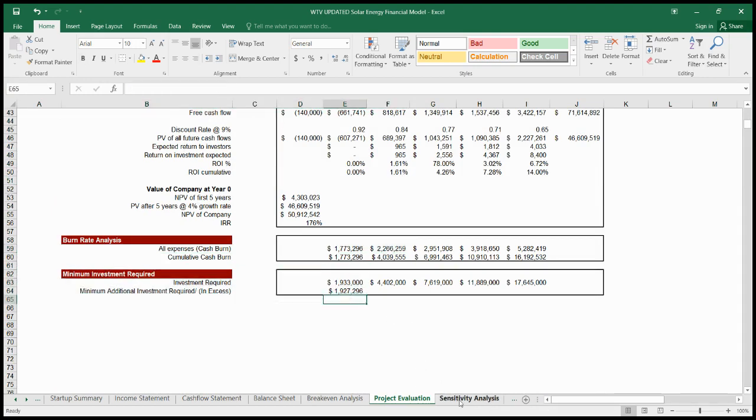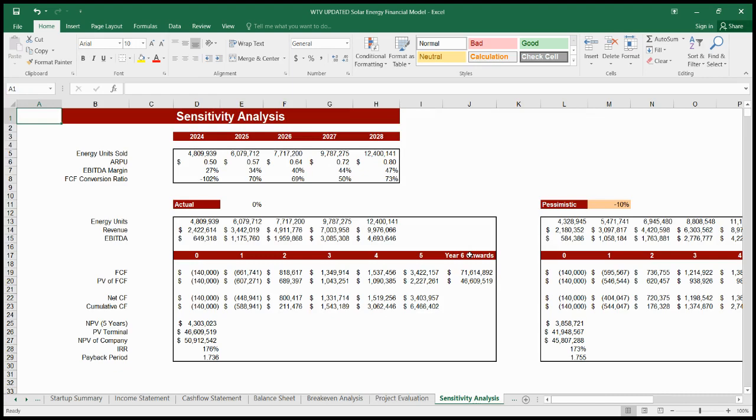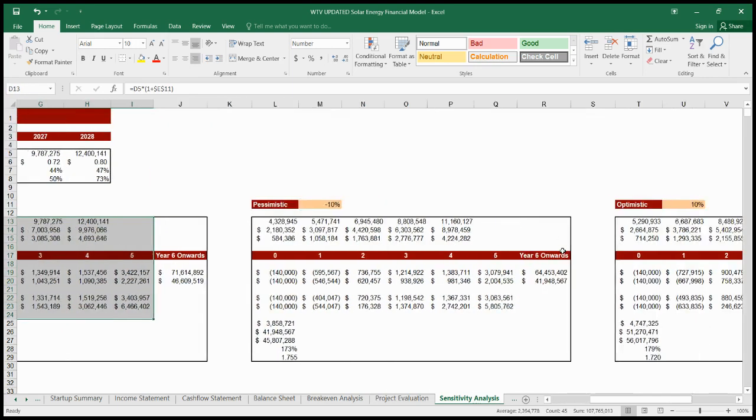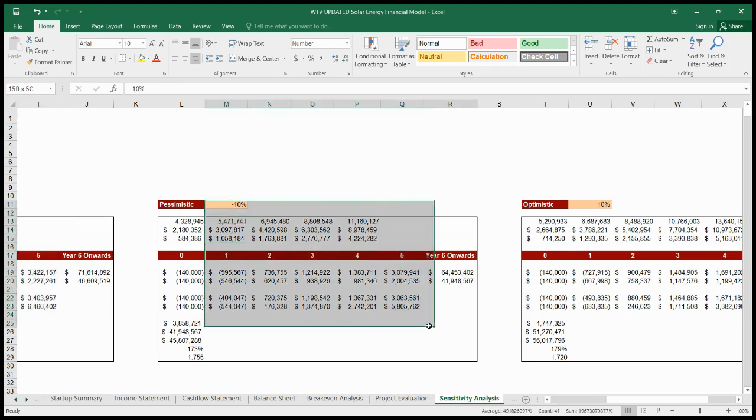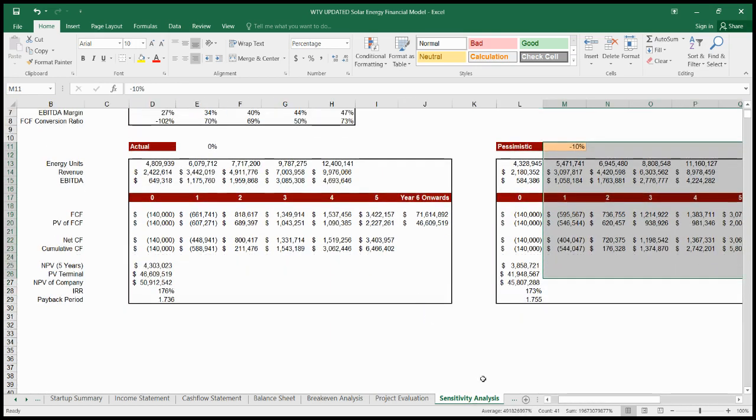After project valuation, we have sensitivity analysis in different scenarios. First one is the actual scenario, and after that we have the pessimistic scenario at negative 10% and the optimistic scenario. And after that we have KPI and ratios.